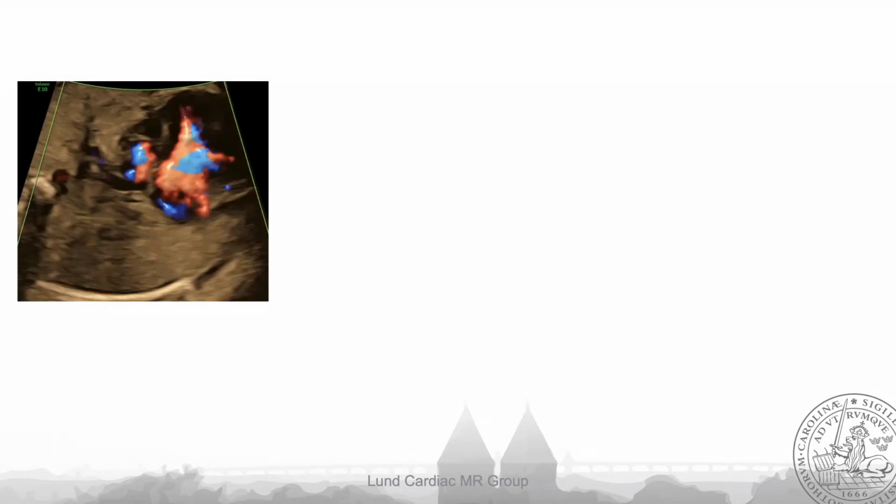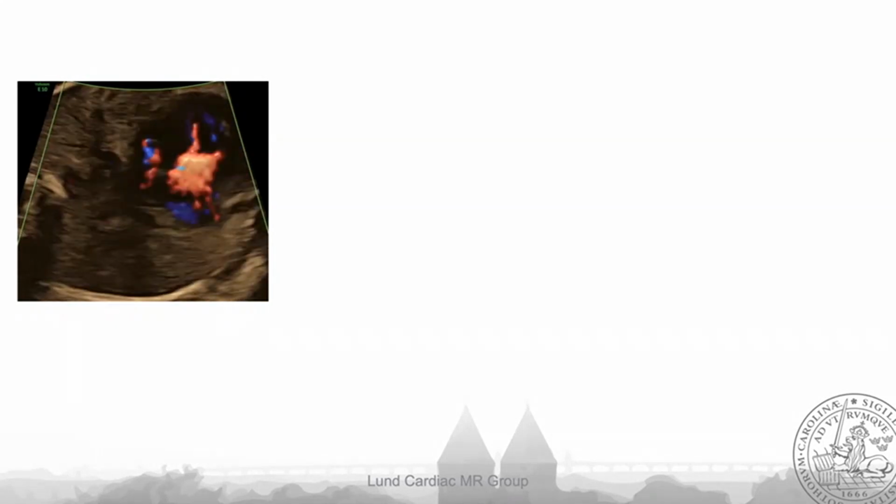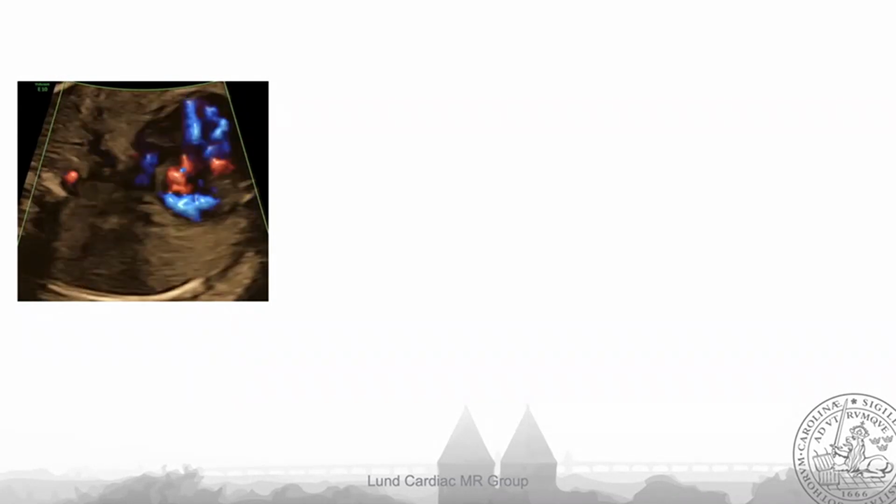This is a case where the echo shows an intact atrial septum. We have dilated pulmonary veins. We see flow reversal with atrial contraction, and there was also no vasoreactivity during maternal hyperoxygenation. So this can be considered high-risk patients with signs of pulmonary disease.